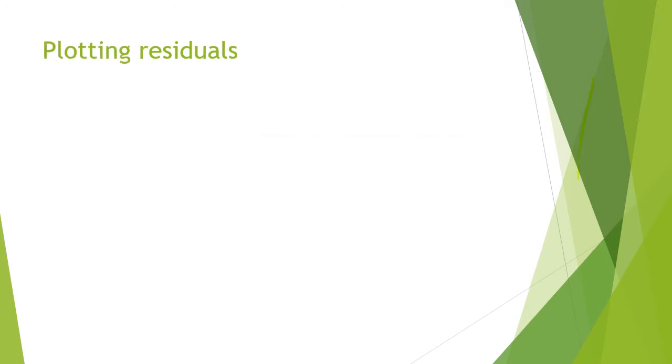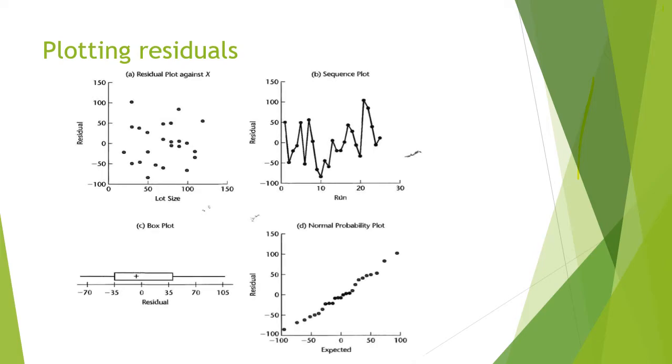Next, we will be looking at a few of the common plots used with residuals. So this first plot is just a normal plot between residuals on the y-axis and the independent variable on the x-axis. And you can look at this plot and see if there's any patterns to determine if your model is good. The next plot is a sequence plot, which is used if your data was collected in a certain sequence in order to determine if the sequence had any impact on the data.